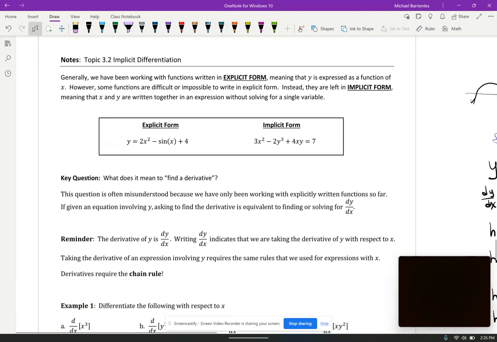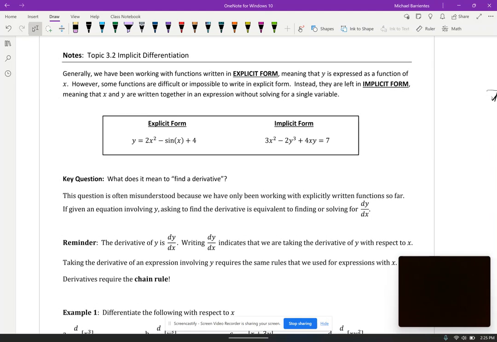Right, here we go. This is the second video of section 3.2, but actually it's the first video using the actual notes that I gave you to fill out here. So we need to understand that there are two possibilities whenever we're given a formula or equation.